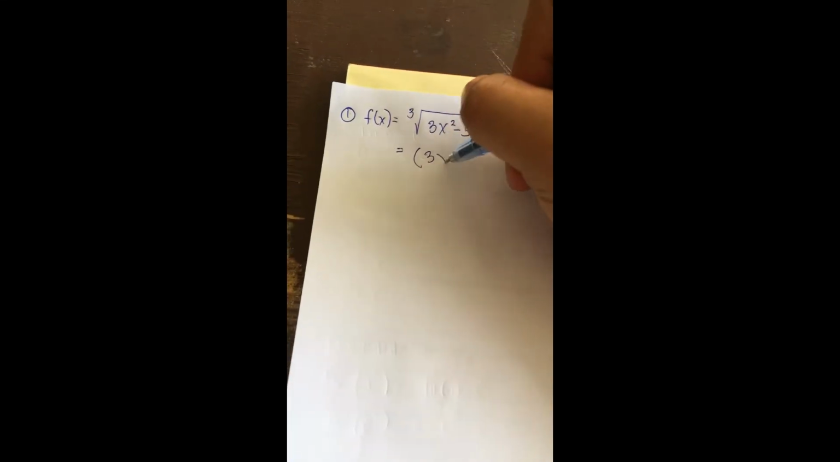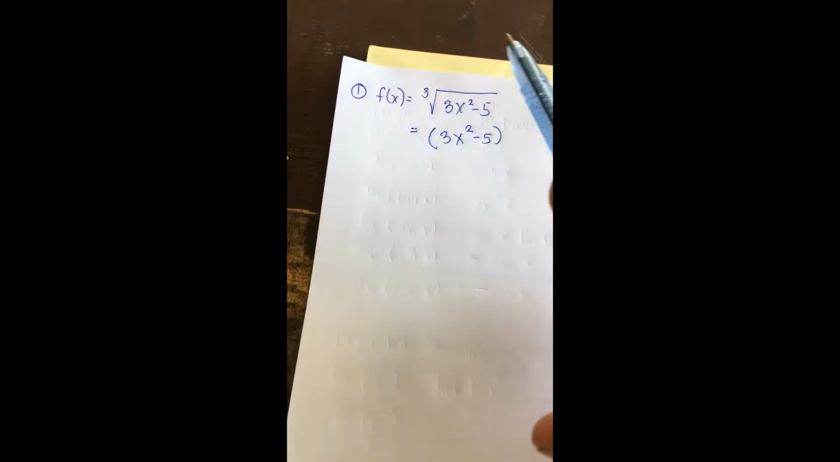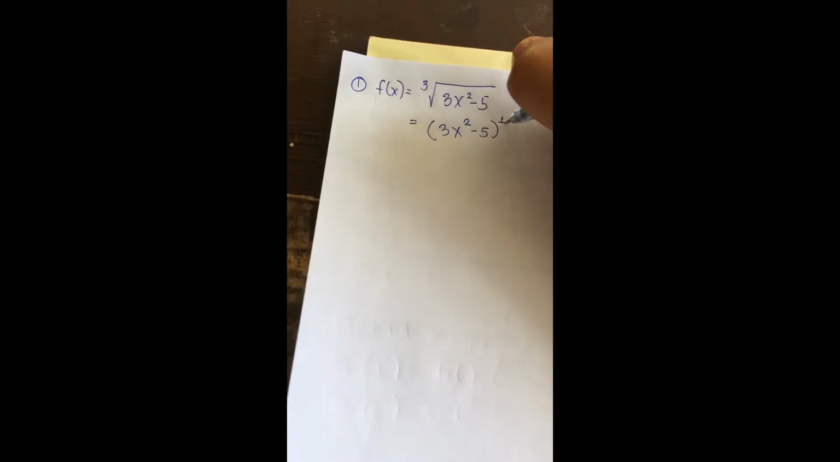So the given is f of x is equal to the cube root of 3x squared minus 5. We are going to find the derivative of that one. My suggestion, it would be better if we transform the given into exponential form. So let's transform it into exponential form. It becomes 3x squared minus 5 raised to, since this is a cube root and the exponent of the term inside the radical sign is 1, 1/3.